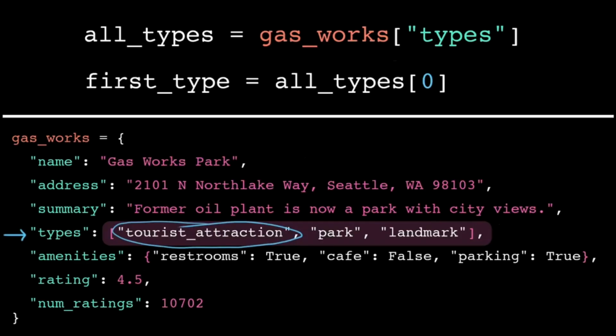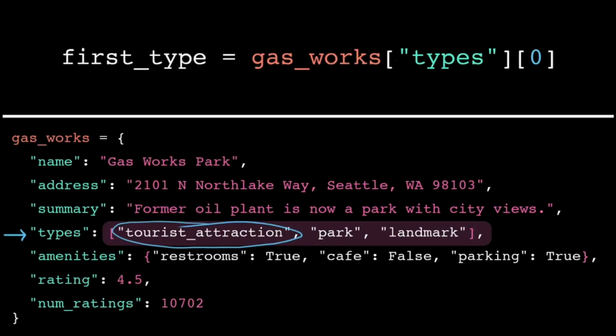But here's the fun part. I can combine that two-part access into a single expression. I skip the intermediate step of storing that list in its own variable, and instead just tack on the second access after the first. This might look a bit intimidating, but we know how to evaluate expressions. We just need to take it one step at a time. We follow the order of operations, and we evaluate from left to right.